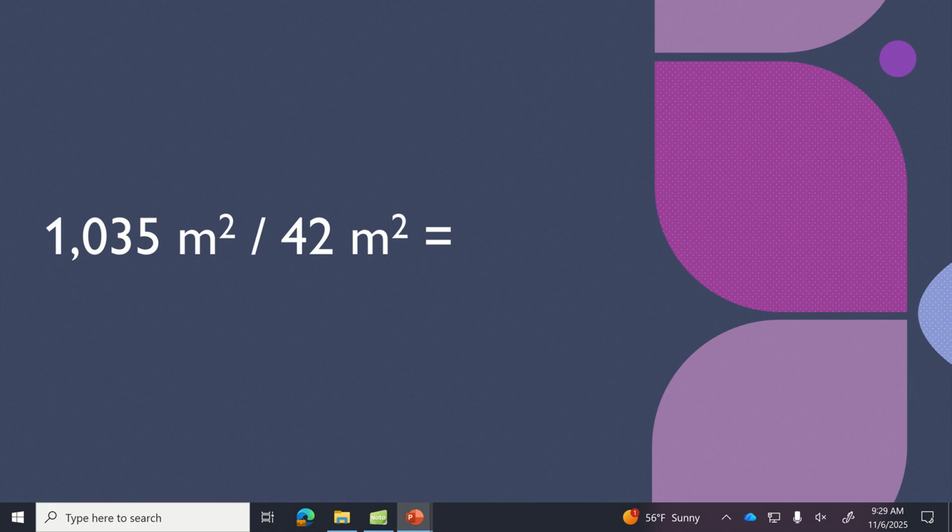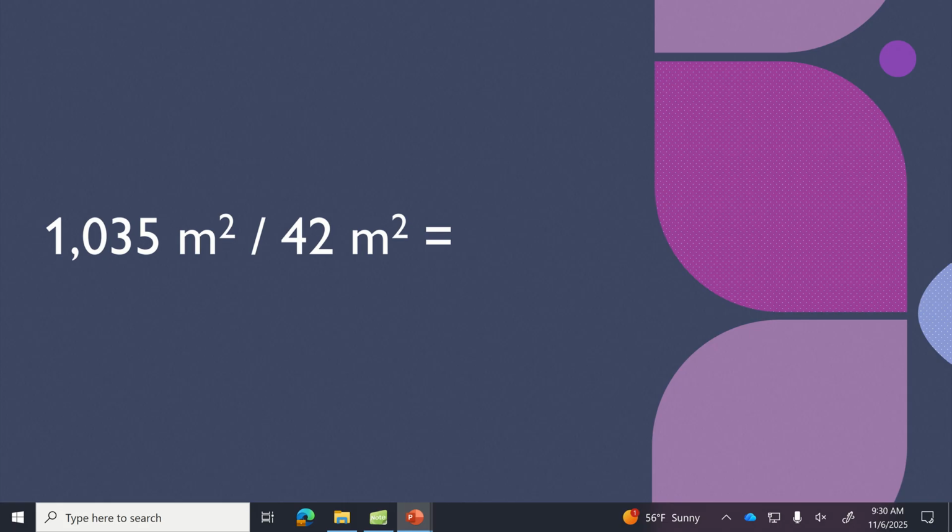All right, 1,035 divided by 42. I get 24.64285714 out of my calculator. All right, I look at the first number. There's no decimal point, so I'm coming from the right. I count it immediately. The 5 is significant, so everything 5 and on is significant. 1, 2, 3, 4. I have 4 sig figs.